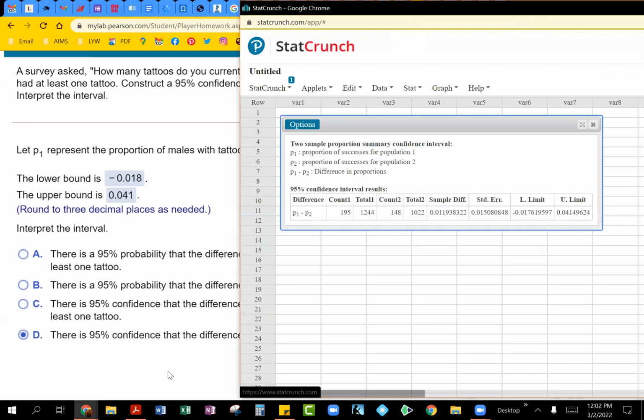So let's come back to our StatCrunch over here. So this was the data from the 2 groups. The first 2 are for the males, the second 2 are for the females.